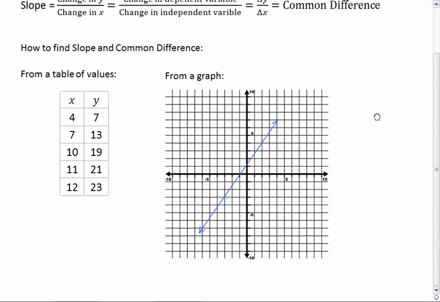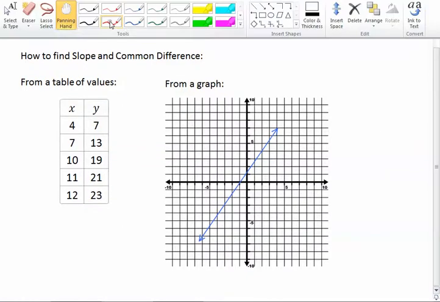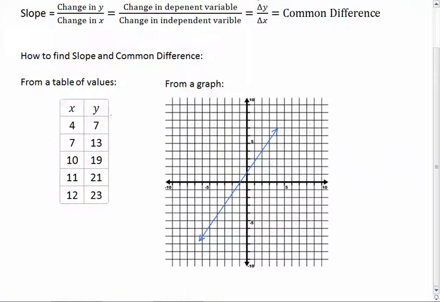So this is going to be similar to what we did yesterday. If you're told that a table of values represents a linear function, we really only need to do a comparison for 2 of these. So what's the difference between 4 and 7? 3. What's the difference between 7 and 13? 6. So what's the change in y?